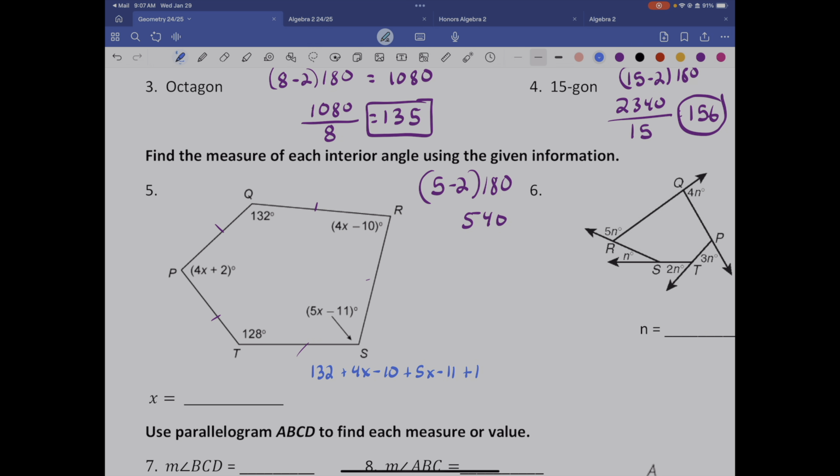Number 7, use the parallelogram ABCD. I know it's a parallelogram, so we have to use all the properties of parallelograms. Opposite sides are parallel, opposite sides are congruent, the diagonals bisect each other, consecutive angles are supplementary, and opposite angles are congruent. So we want to find angle BCD.